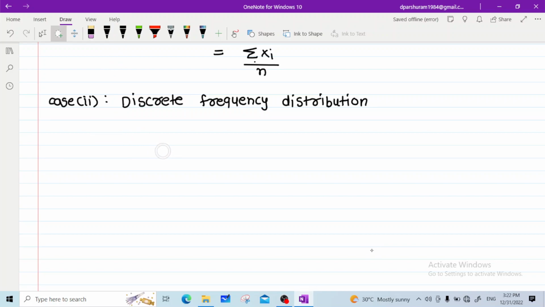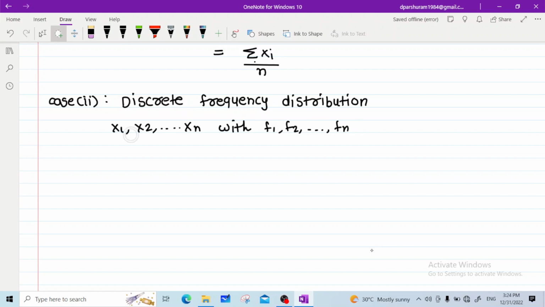Here in discrete frequency distribution there are some values x1, x2 up to xn, and there are some frequencies related with these x1, x2 up to xn, with frequencies f1, f2 up to fn. Then arithmetic mean for this.